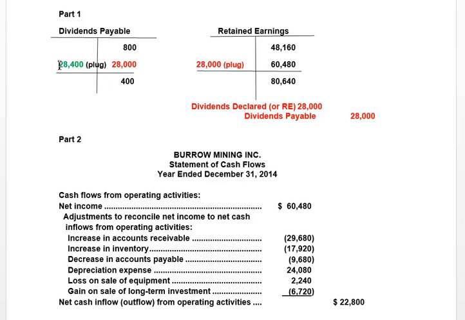So the amount of dividends that I paid out is different from what I declared. I declared $28,000, but I paid out $28,400. So I paid out everything I declared this year during the year after it was declared, but I also paid out an additional $400. And that brought me from $800 to $400. So this is the number that they're looking for.